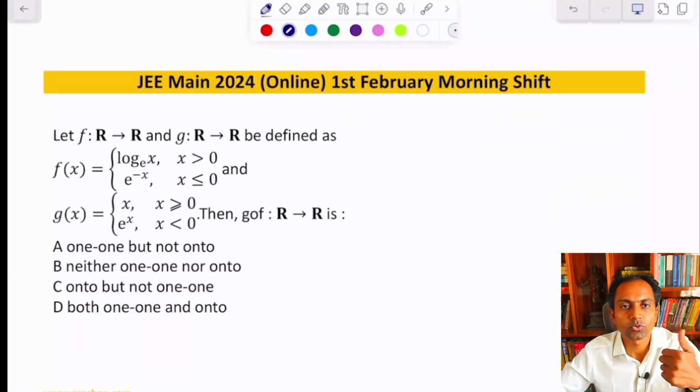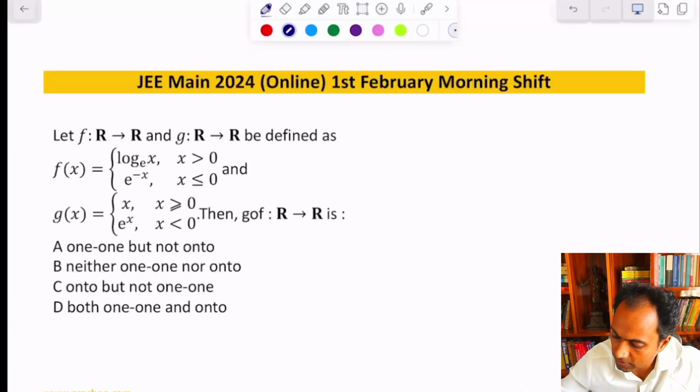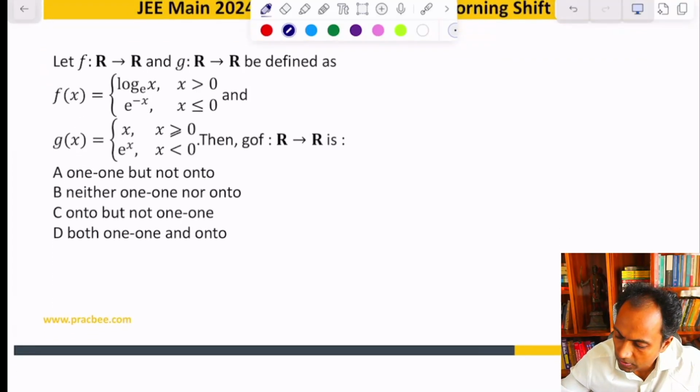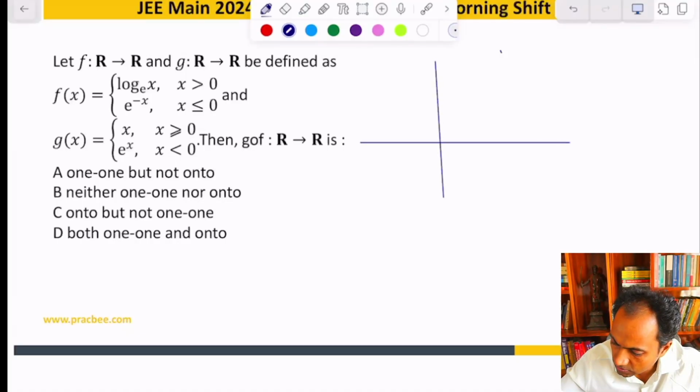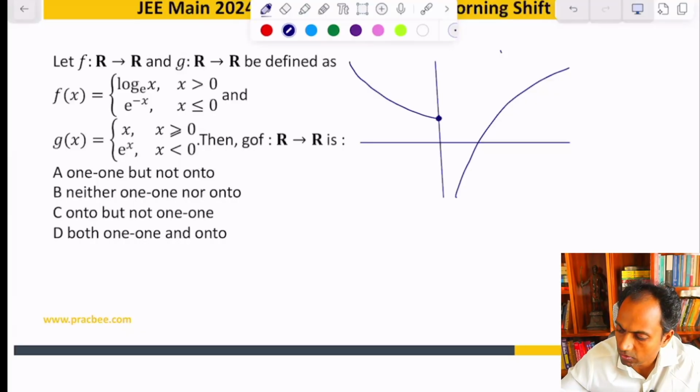Now for doing this 2024 question, I am going to use the graphical method that I taught you earlier. What they want is g of f of x, so we'll have to draw the graph of f of x, that is the function inside. So f of x, if you look into, is ln x for values of x greater than 0. Ln x graph would look something like this, and for values smaller than or equal to 0, it starts with, and it is going to be like this. This is how it looks like.